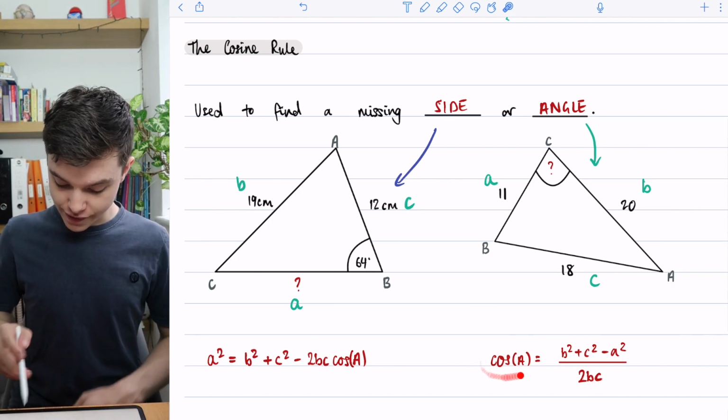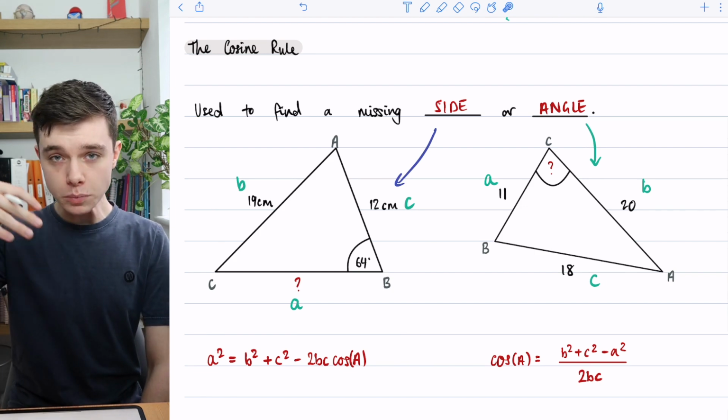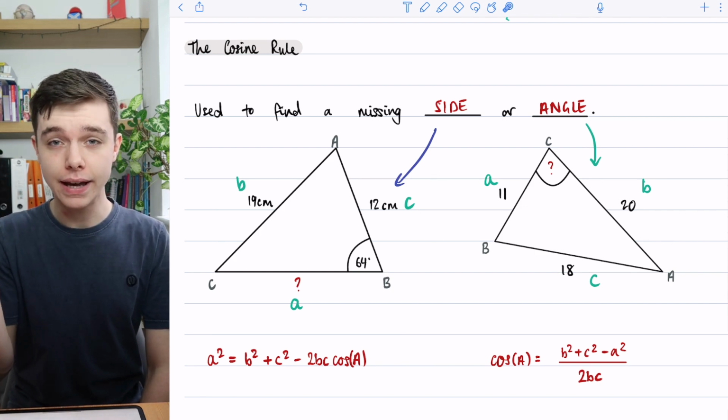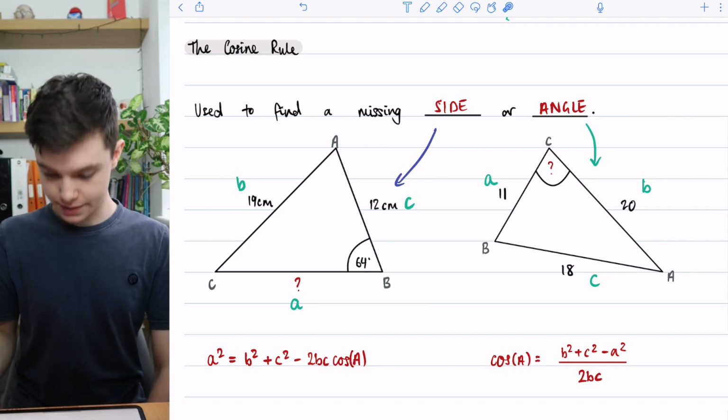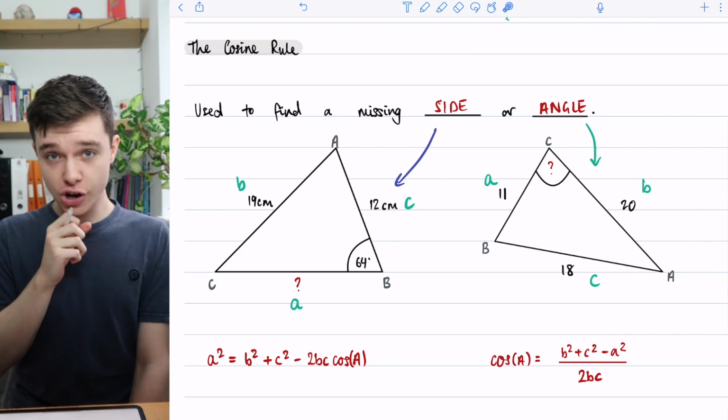So that will give us cos of A, and then we can find out A by taking the inverse cos of both sides. So those are the two formulas.